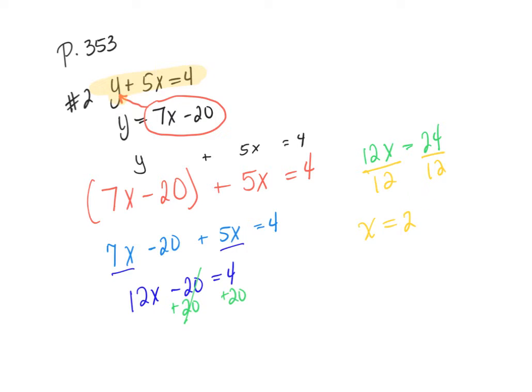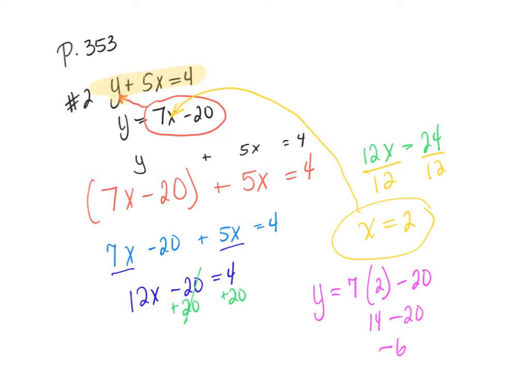Once I have x, I need to take that x and plug it into the equation to solve for y. So 7 times what I know my x is, minus 20. 14 minus 20, negative 6. So my final answer here is 2, negative 6. That is solving by substitution.